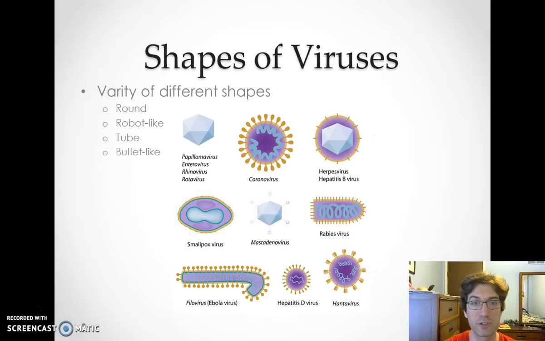They come in many different shapes. Our book goes into 4 specific types: the round, the robot-like, the tube, and the bullet-like. As you can see with our graphic, we do have different examples of viruses. Some you might recognize. You have rabies, which is a bullet-shaped virus there. But they do come in these 4 different shapes. If you remember from the last chapter, we looked at a bacteriophage briefly. That would be a robot-like shape.